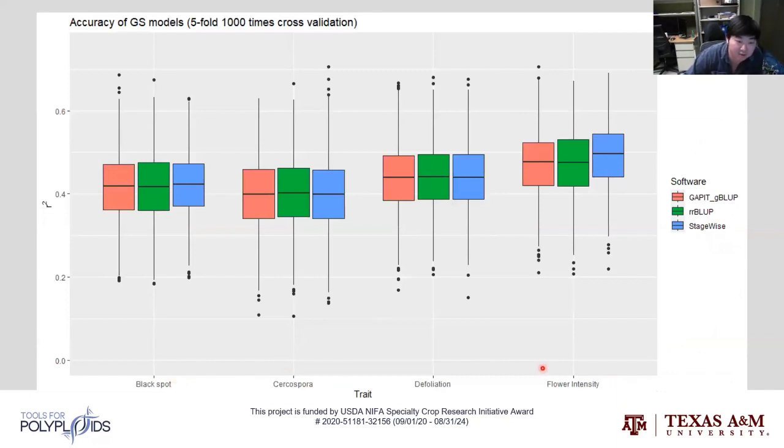So this is each of the traits, and the different colors are the different software. And you'll notice here for flower intensity, for some reason, stage-wise performed a little bit better. That may just be because it's taking into account the variance covariance matrices and using them in a more efficient way. But I'm not quite sure why for that specific trait it's a little bit higher.